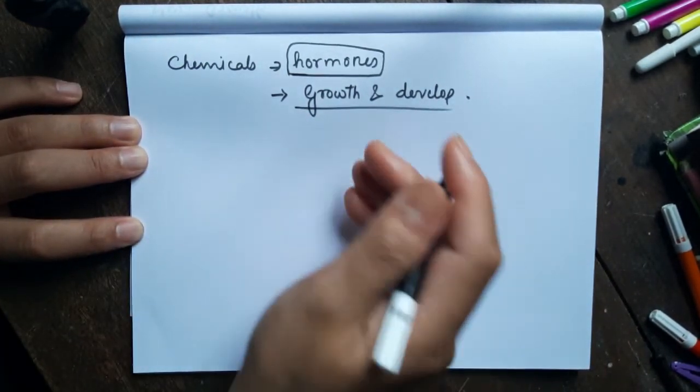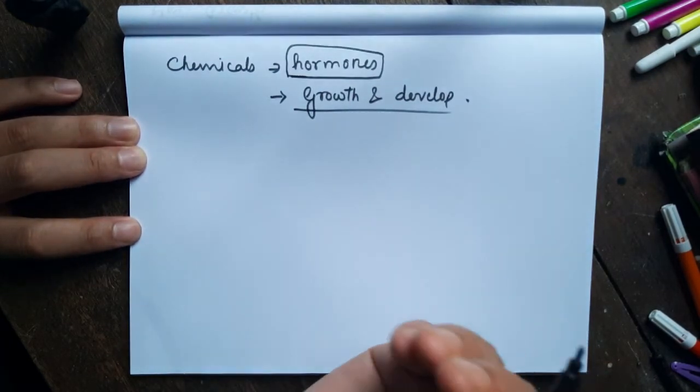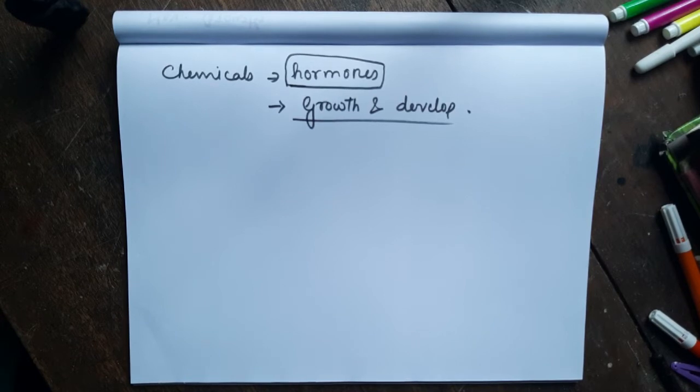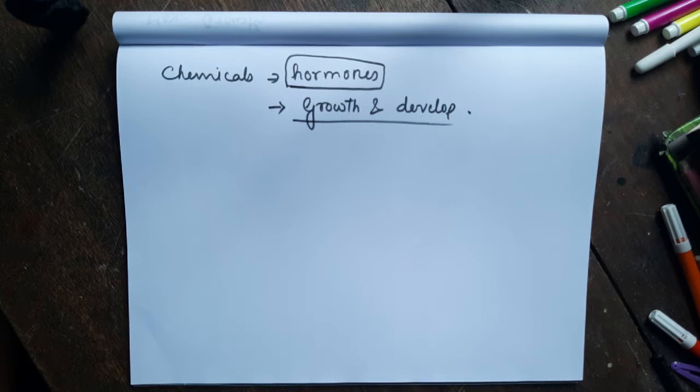In the plant we have lots of hormones. In the book you can see auxin, gibberellin, cytokinin, abscisic acid and others. Here it's given auxin, what does it do? It makes the cells grow longer. Gibberellin helps in growth of the stem. Cytokinin makes cells divide faster. Abscisic acid inhibits or stops the growth of the cells.